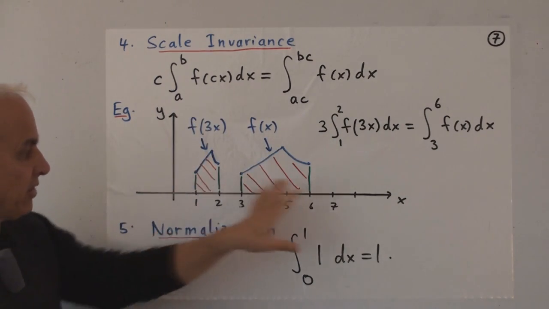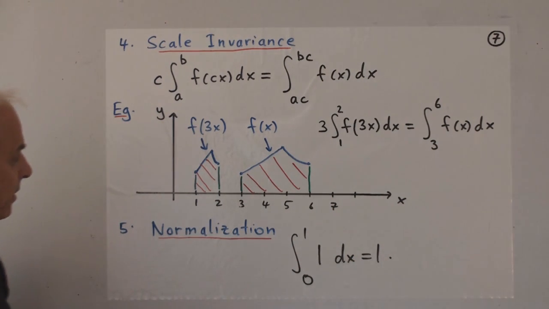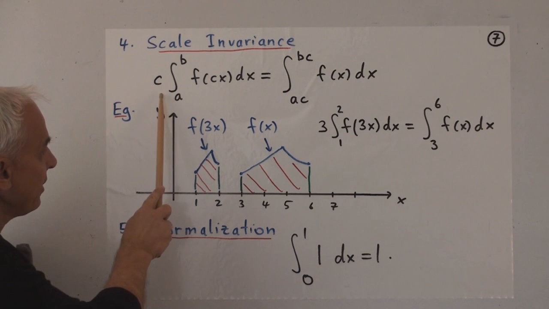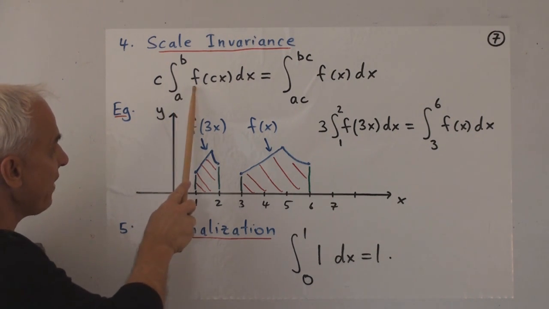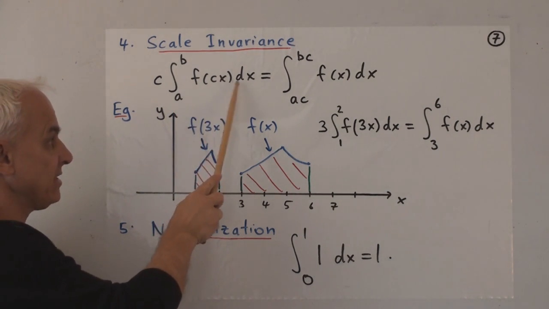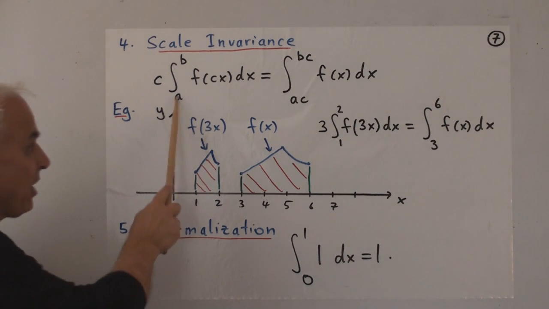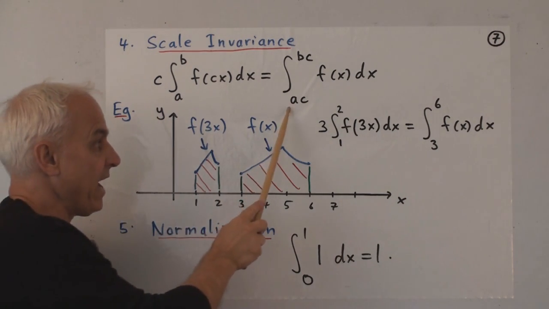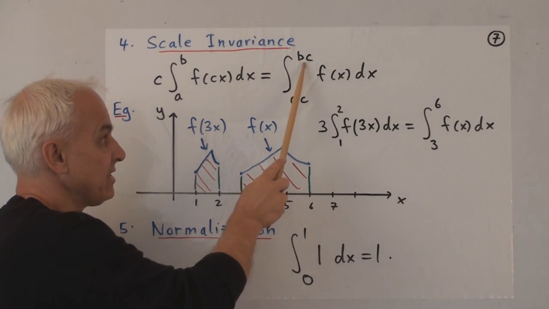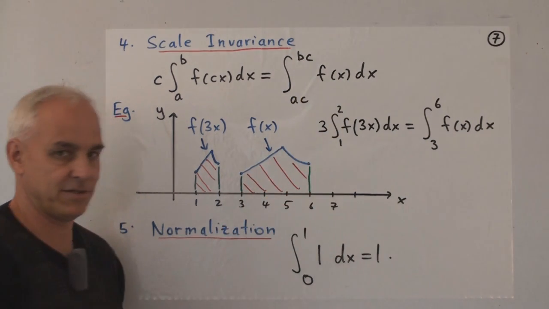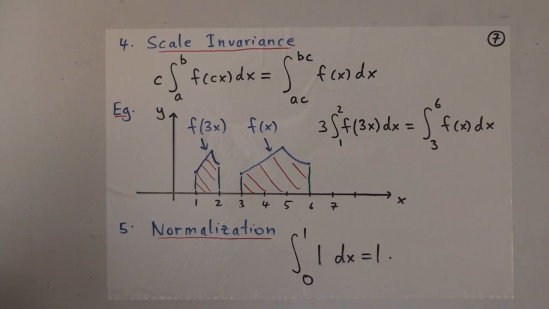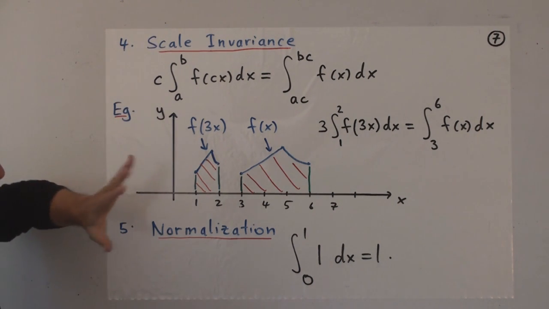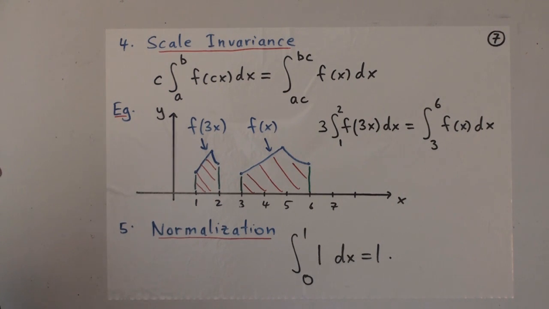complicated, so I've illustrated it with an example. So the formula is that if we have the integral from a to b of f of c times x dx, and we multiply that integral by c, then we get the integral from ac to bc of f of x dx. All right, so that's a little bit of a complicated formula. Let's try to understand it in terms of this example.